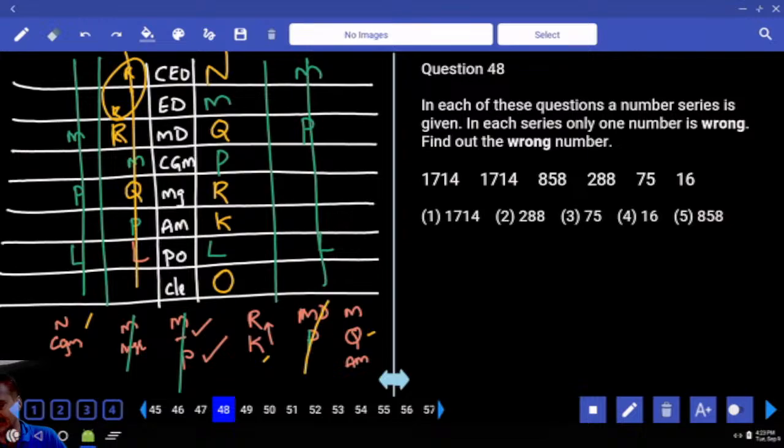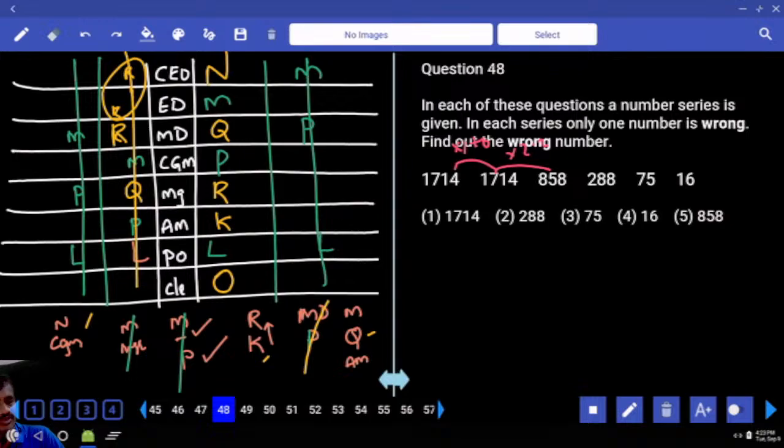17 and 14, what is the difference we have? The numbers are increasing at a very fast rate. Now 16, 75, 17 and 14 — it is into 1, or into 1 plus 0. Because 858 into 2 is 1716, minus 2. Now it is minus 2.